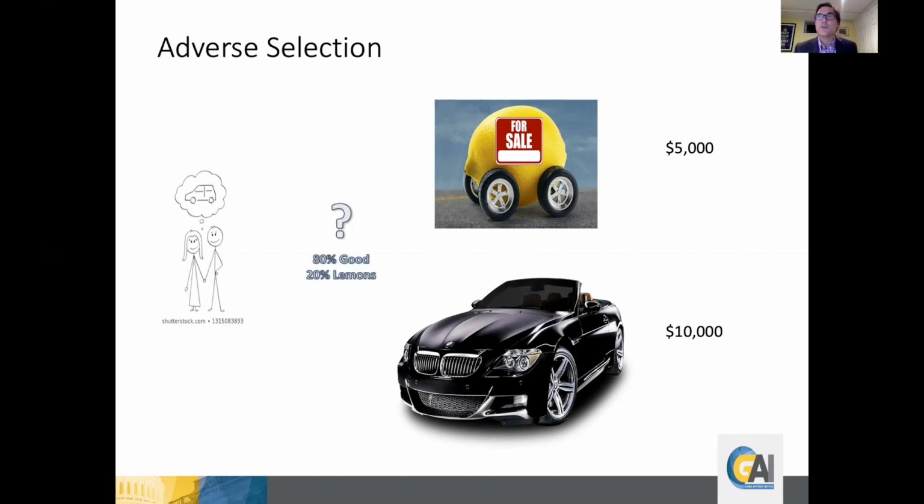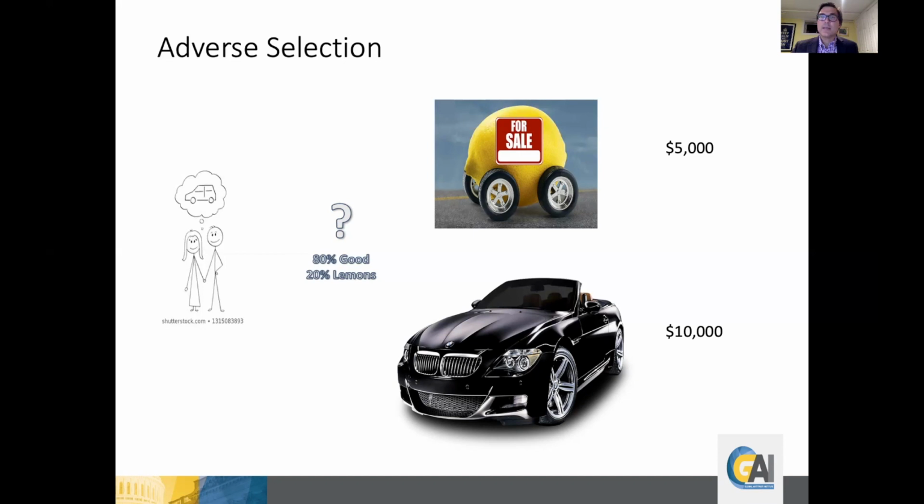They don't know which is good or bad, but they've done a little bit of research, and by reading reviews they think that about 80% of the time when you go to a car dealership and buy one of these BMWs, you're actually getting what you want, but about 20% of the time they turn out to be lemons. So rationally, how do they figure out what they're willing to pay?